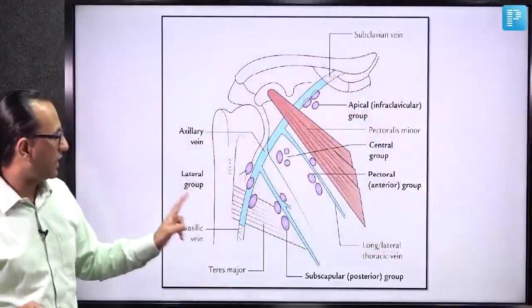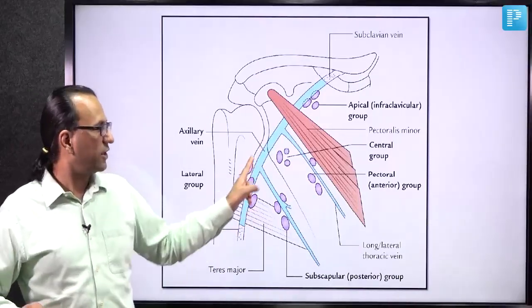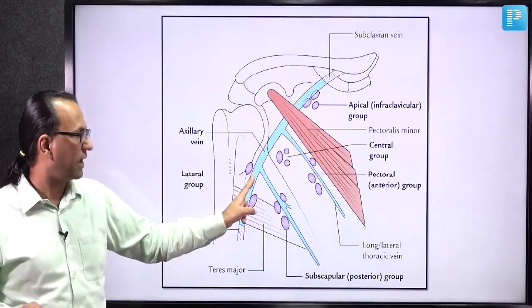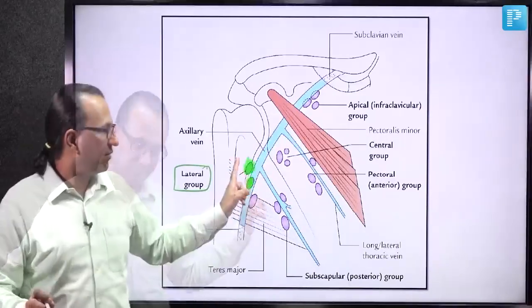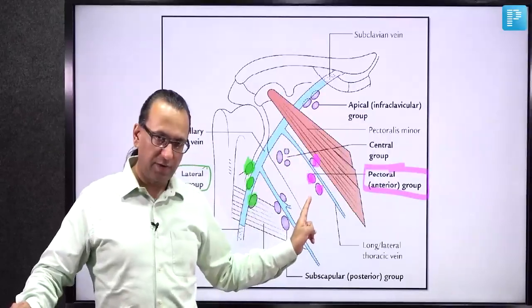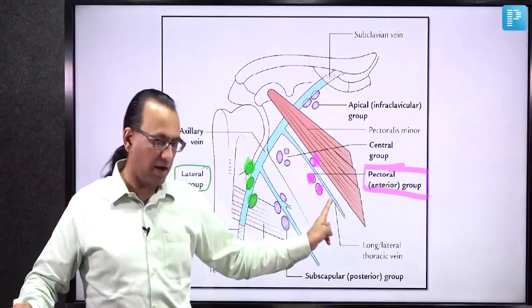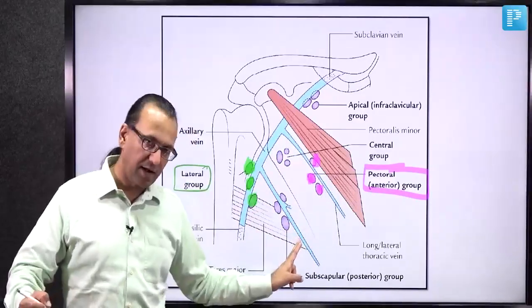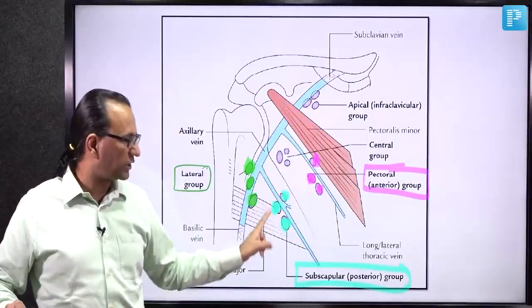So, as you can see, there is the laterally running vein, which is the axillary vein, and along with that there will be some lymph nodes, and they will be called the lateral axillary lymph nodes, which are shown here. Then we have the anterior axillary lymph nodes, and these anterior axillary lymph nodes will be running with the lateral thoracic artery and lateral thoracic vein along with the pectoral muscles there. Whereas we have the posterior axillary lymph nodes also, and they are on the subscapularis muscle running with the subscapular artery and subscapular vein.